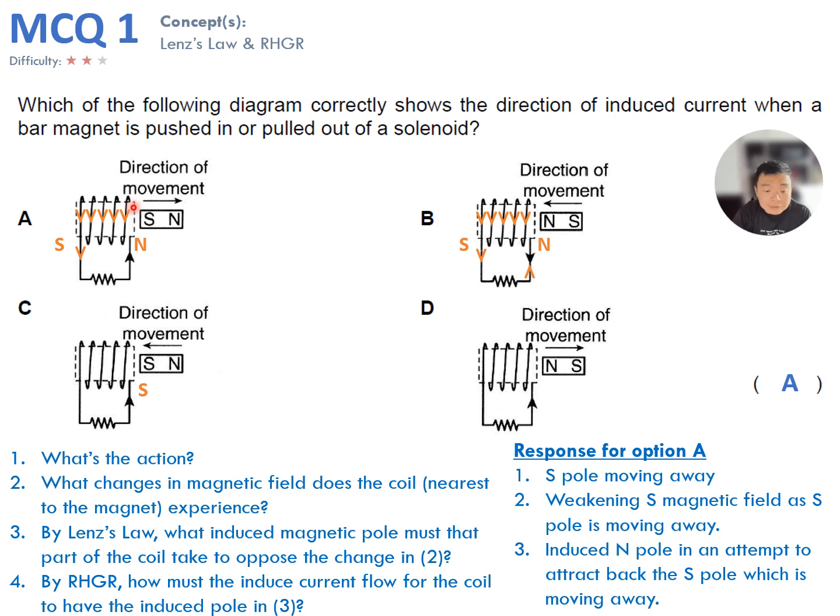Therefore, that part of the solenoid, the south pole is moving towards the solenoid, and we don't want that to happen. So that part of the coil will take on an induced south pole, and this is the corresponding direction of induced current. And lastly, for part D, when the north pole of the magnet is moving away, we don't want that to happen, and this part of the solenoid will take an induced south pole to try to attract back the north pole that is moving away. And this is the direction of the induced current.